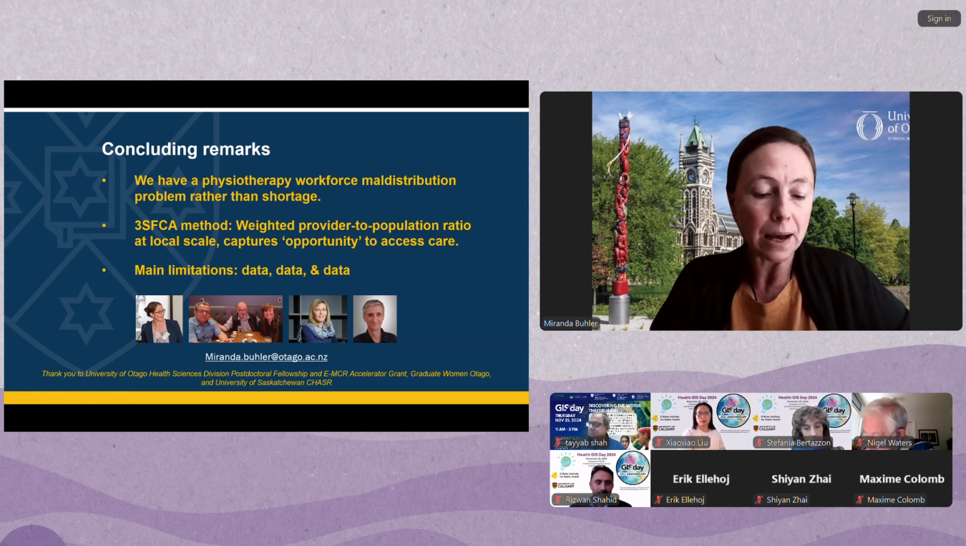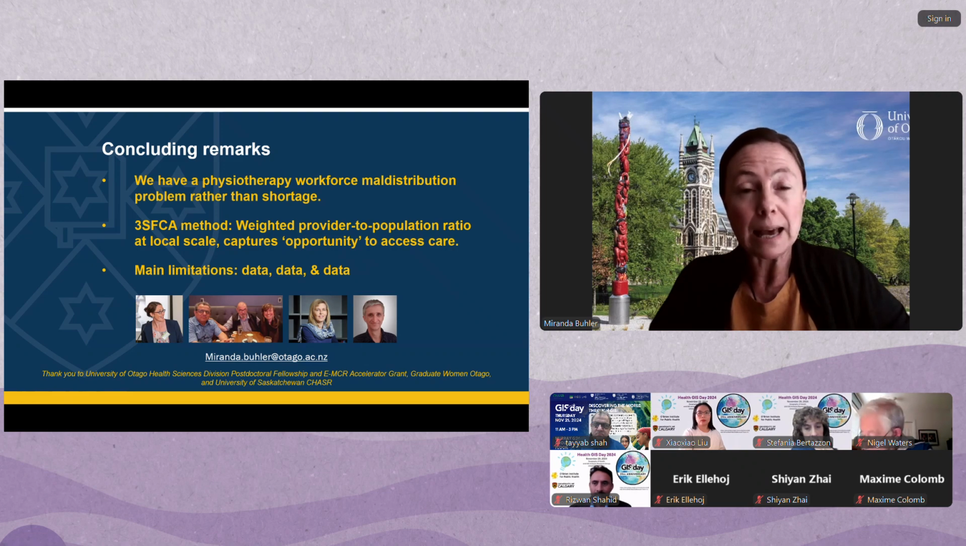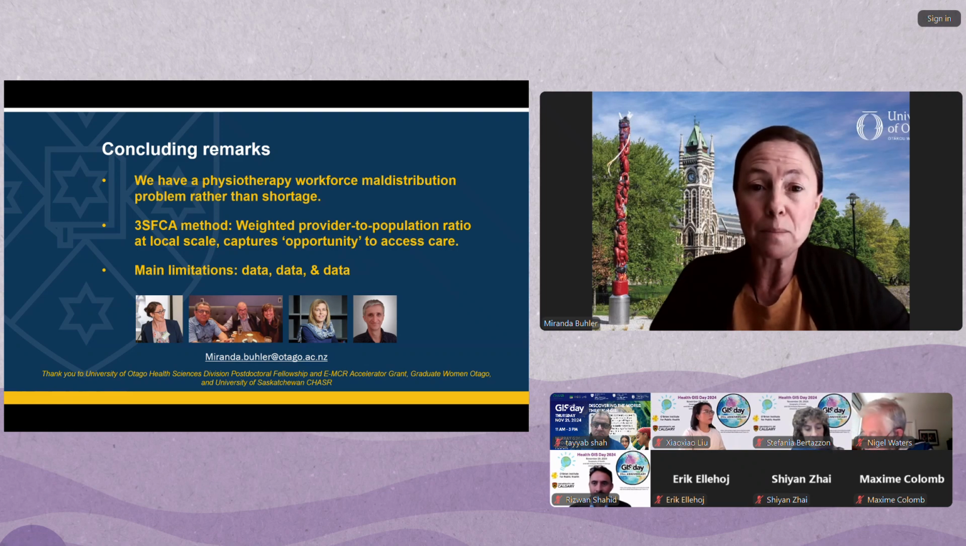The weighted provider to population accessibility score is a robust method to capture opportunity to access care in terms of both distance barriers and the competition from surrounding population. Poor quality and lack of organised sources of data were the main limitations.